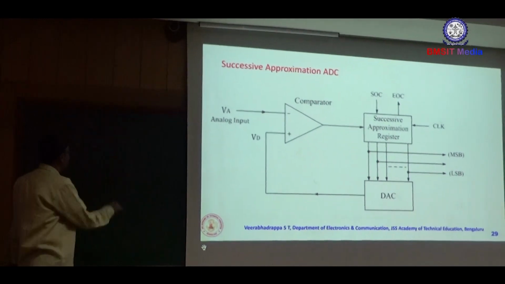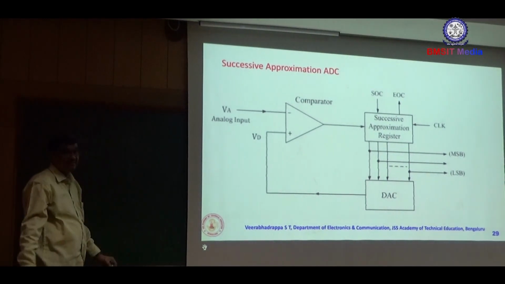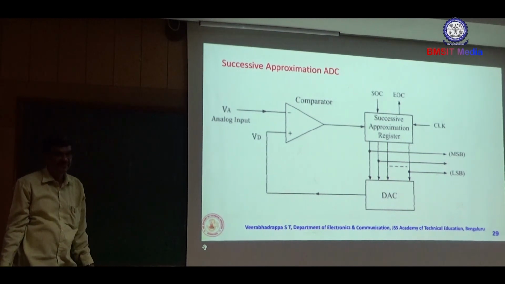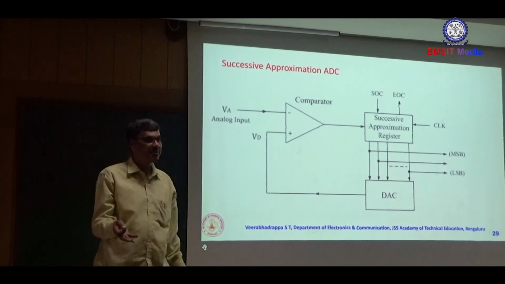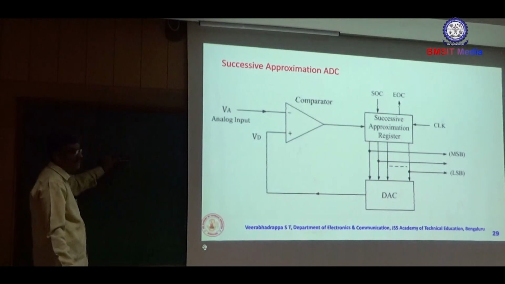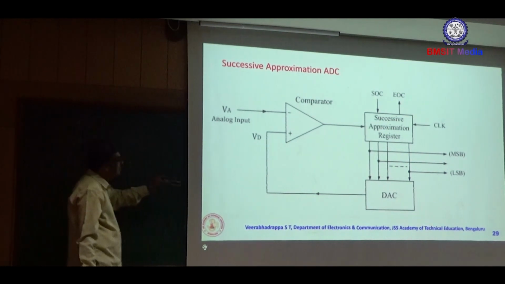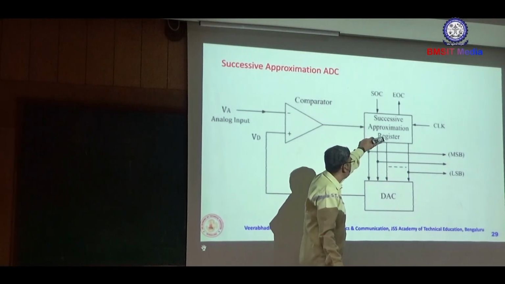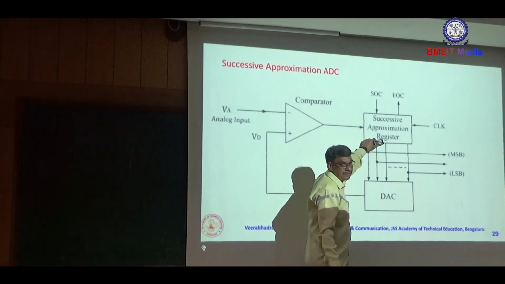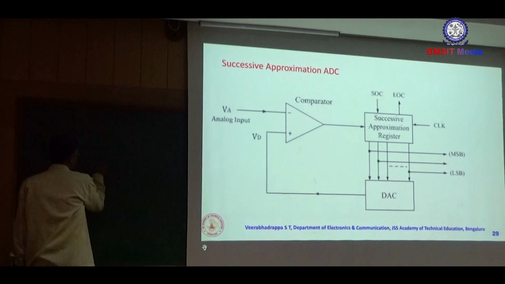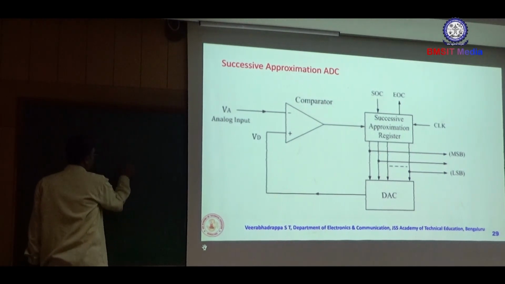What is the equivalent voltage now? 2 volts. The step size I told you is 0.5, that's why I asked you to remember it. 0.5 into 4 is 2 volts. Now it compares. 2.3 is greater than 2 volts. Then the comparator output becomes 1, which means it retains this bit. Next, set the next bit, so it becomes 0 1 1 0. This is equal to 6, which means 3 volts.